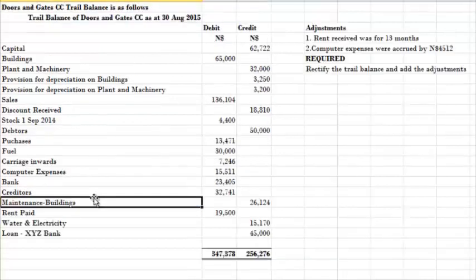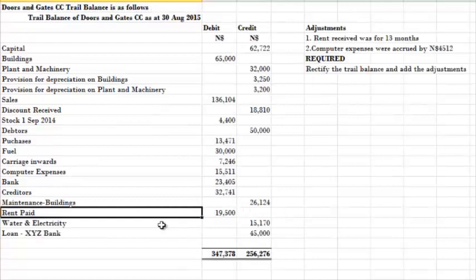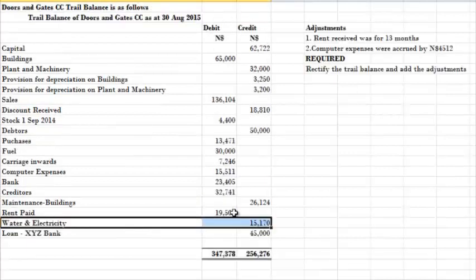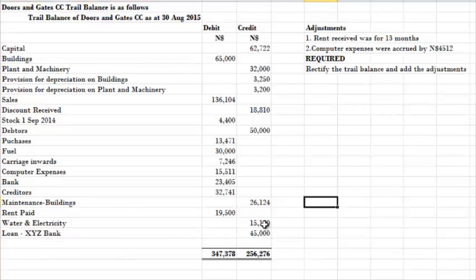There we are. Maintenance on building is an expense, and as we said, our expenses need to be debited in the trial balance. Rent paid is an expense and it's on the debit side, so we can just copy it over. Water and electricity is also an expense, but here the balance is on the credit side, so we again need to move it to the debit side.